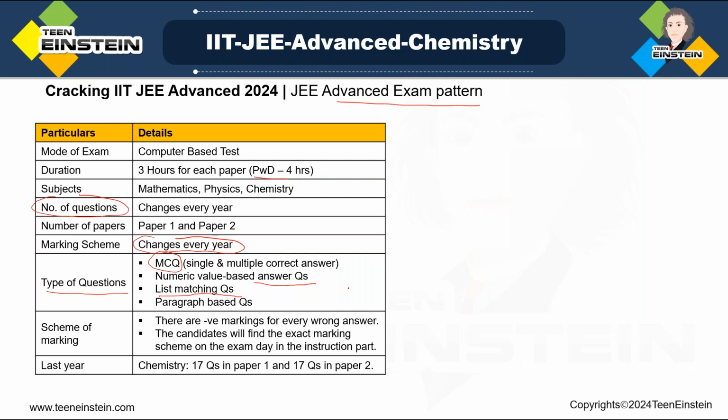If we talk about the marking scheme, there is negative marking, as there always is, whether it is JEE Main or NEET. It is always there, negative marking for every wrong answer. And the exact marking scheme is difficult to say because that changes every year.